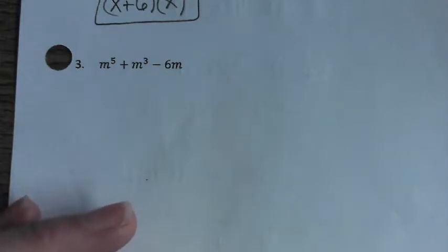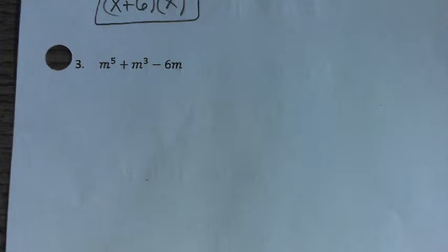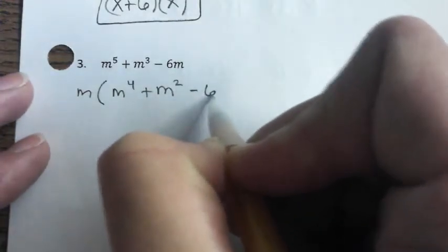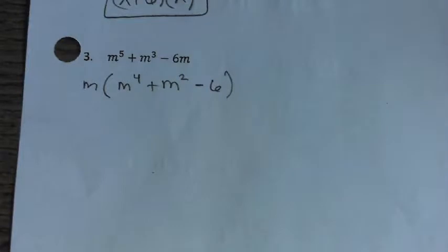Number 3. Take a look at that. Tell me what we're going to do first. Evan? Take out an m, very good. So we have m to the 4th plus m squared minus 6. And so for the 3 terms that are left, our method is either guess and check or split the middle.